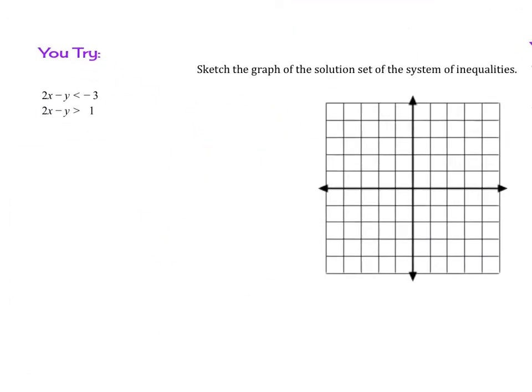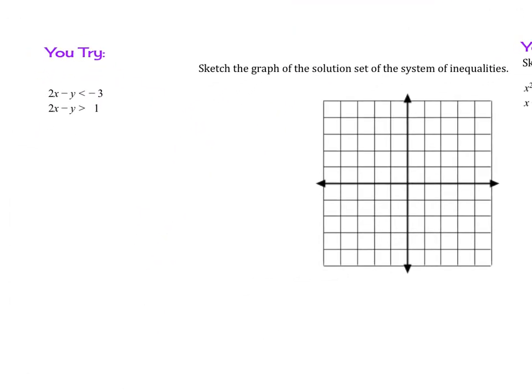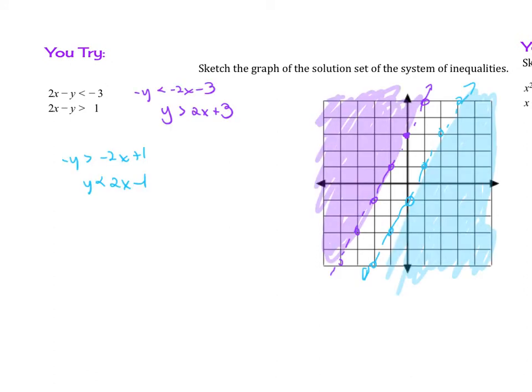So try this example here. Okay, so notice you get the same thing. The equation is y is greater than 2x plus 3, and then y is less than 2x minus 1, so this is no solution again.